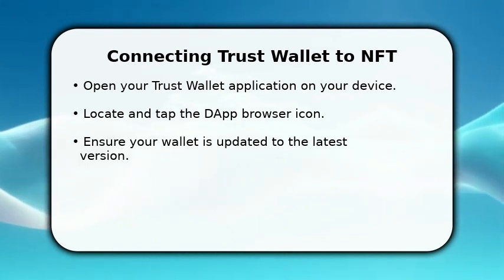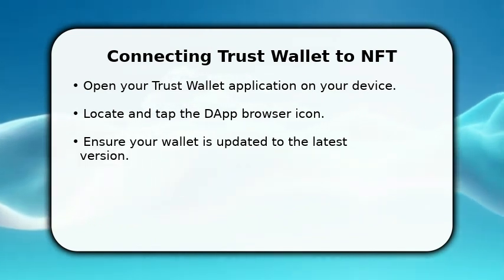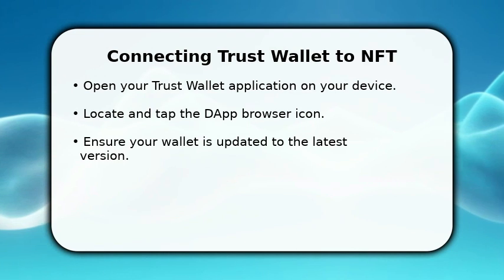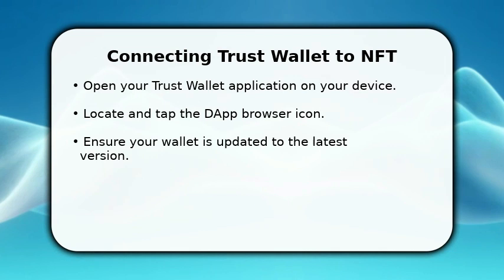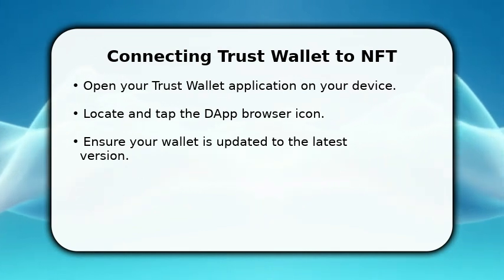Next, locate and tap on the D-App browser icon, usually found at the bottom of the screen. This browser allows you to interact with decentralized applications directly from your wallet.